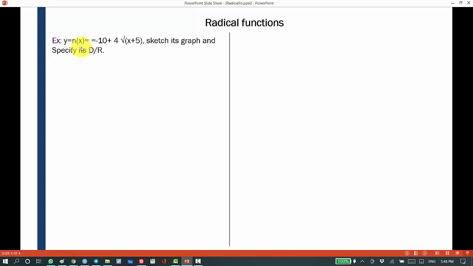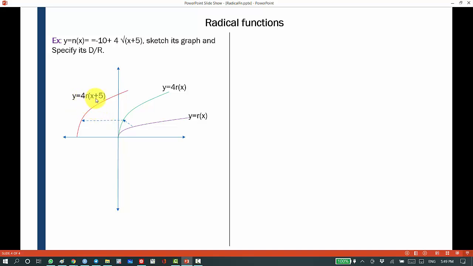Next, consider the function y is equal to n of x, minus 10 plus 4 times the square root of x plus 5. Sketch the graph and specify the domain and range. We start with the parent function y is equal to square root of x, and shrink it by 4 units. If we shrink it by 4 units, we get this new function, which is 4 times r of x. Then we shift it 5 units to the left. As a result, we get 4 times r of x plus 5. Then move it 10 units downwards in order to get the graph of n of x.